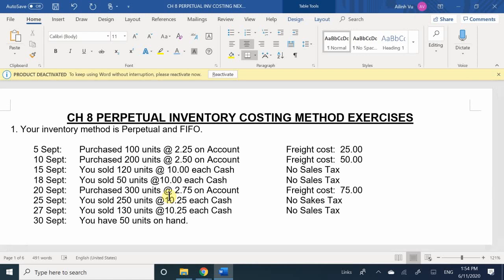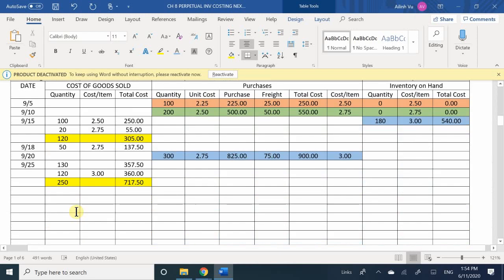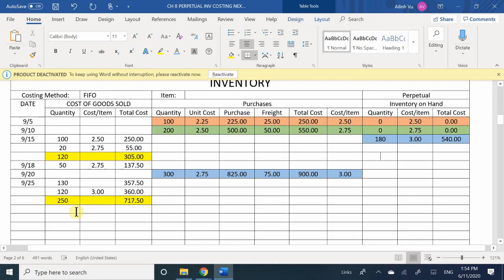Now the last thing we need to do is the 27th of September. We sold another 130 units. Let's double check our inventory. We have 180 units. Is that enough to sell the 130? Yes, it is. What does it cost per item for the blue one? $3. And what's my total here? 390.